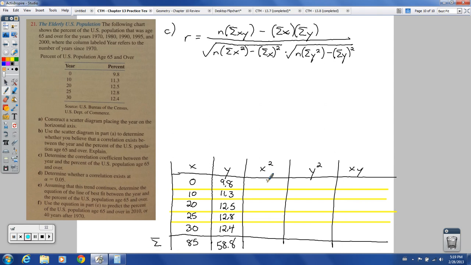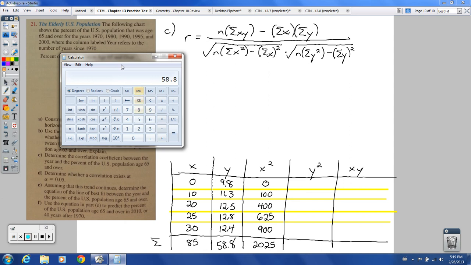And now the x values squared, that's 0, 100, 20 times 20 is 400, 25 times 25 is 625, 30 times 30 is 900. If I add all that together, this would be 500, this would be 1400, that would be 2025 right there. The y squared pieces, I'm going to figure that out with the calculator.